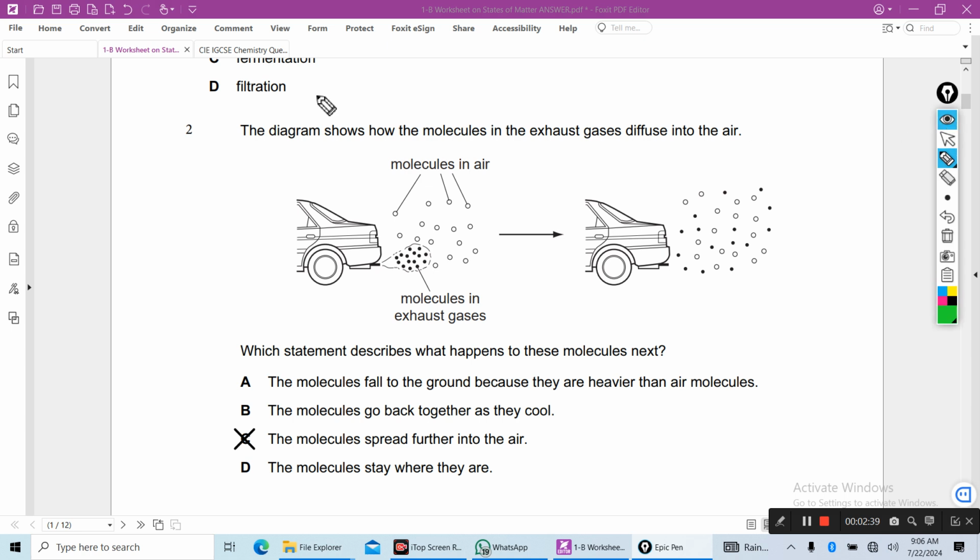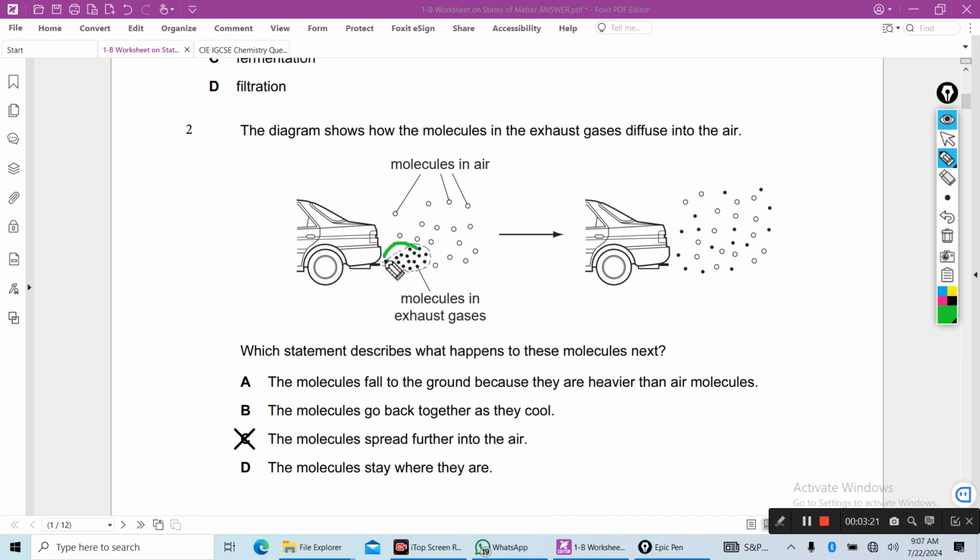Number 2. The diagram shows how the molecules in the exhaust gases diffuse into the air. Here C is the right answer: the molecules spread further into the air. These are the molecules in air, and these are the molecules in exhaust gases. These small molecules spread into the air.